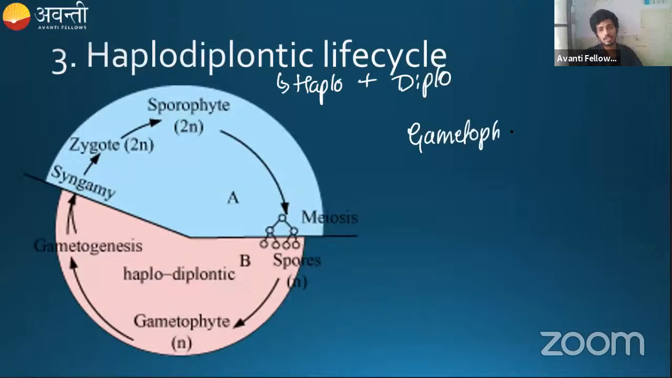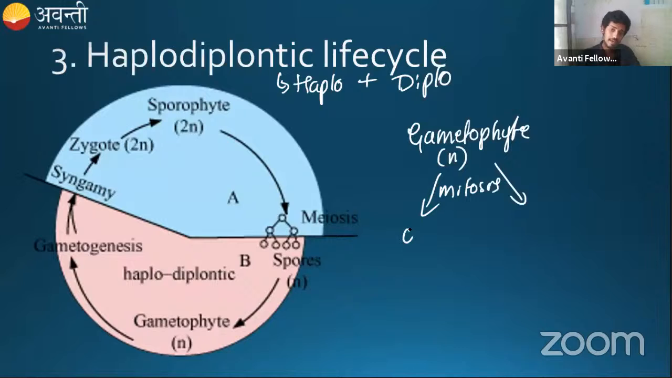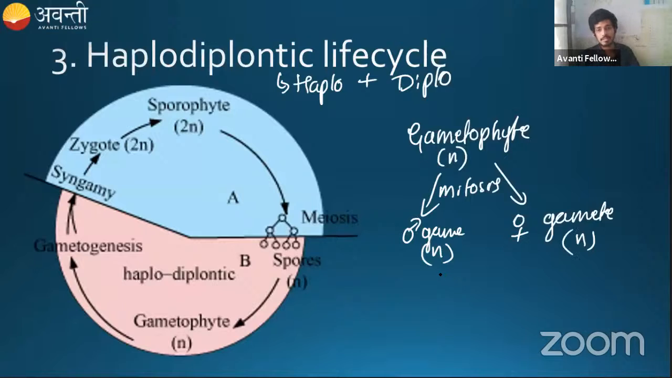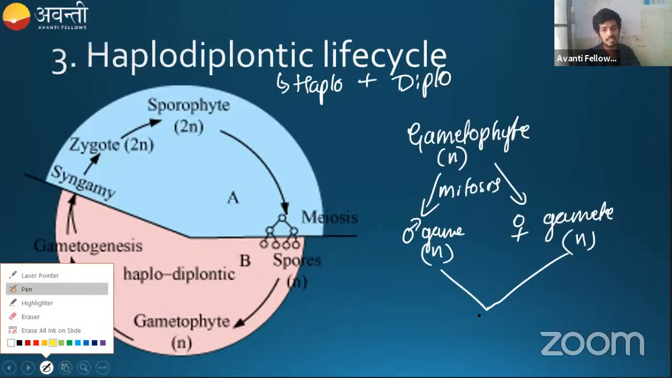What this gametophyte is doing: this gametophyte is haploid in nature, and through the process of mitosis it is producing a kind of male gamete, and also the female gamete. Both of them will be haploid in nature. Then what happens? This will fuse, and after fusion, this will form a zygote.